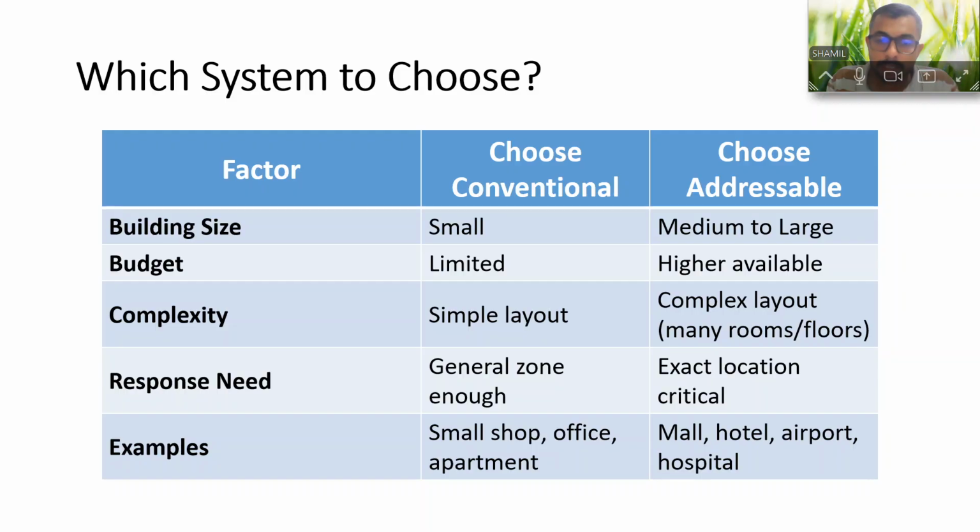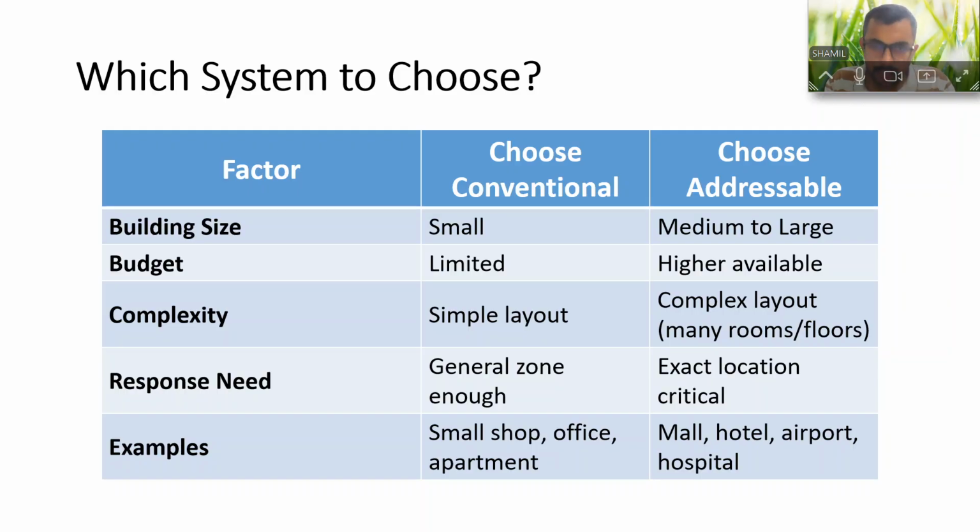And the last one is the response needed. If the building layout is simple, then one zone detection is enough. But if there are more rooms, more floors, more locations, then addressable is better, because it will pinpoint which device is having this particular issue. So that exact location is critical in the case of addressable systems.